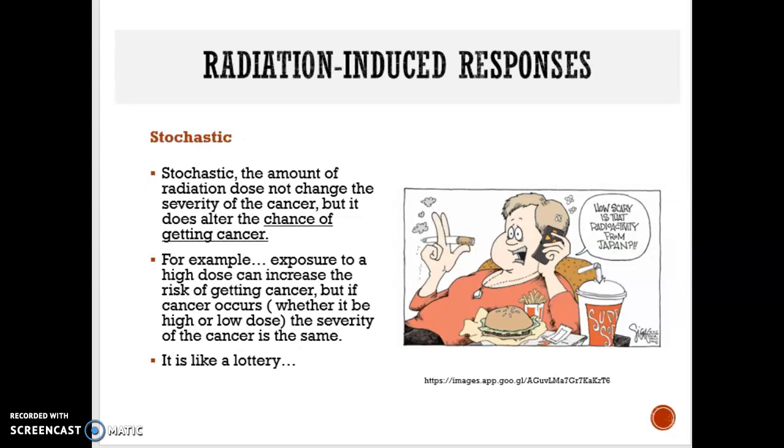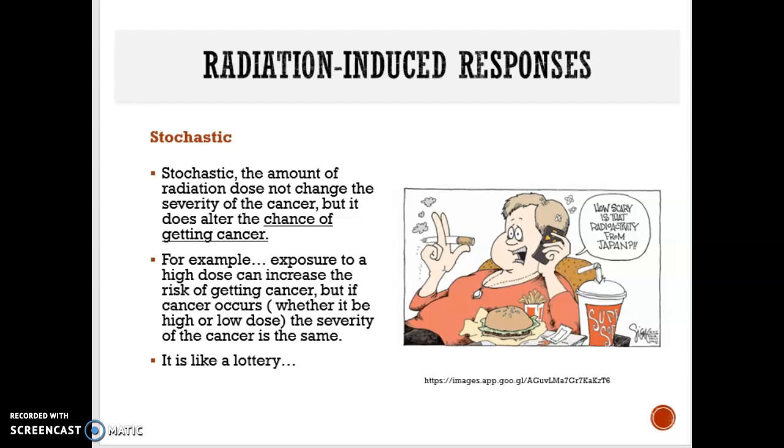With stochastic effects, the amount of radiation does not change the severity of the effect, but it does alter the chance of getting cancer down the line, or mutations of cells, or alteration of cells. So, for example, exposure to high dose can increase the risk of cancer, but if cancer does occur, the severity of the cancer is the same as if you got a cancer just randomly without ever having to deal with radiation. So it's basically like a lottery, because there's a 1 in a million chance you may get it. So with stochastic effects, the cell is damaged and may be altered over time, but there is no observable effect or immediate effect that can be seen.